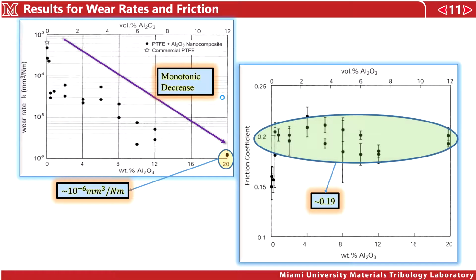So these are the results. Clearly, you can see that increasing the weight percent of alumina causes a decrease in the wear rate, and this decrease is monotonic. So that's an interesting result. On the other hand, for the friction coefficient values, there was not much change in the values of friction with the change in weight percent of alumina. So both of them are weakly dependent on each other.